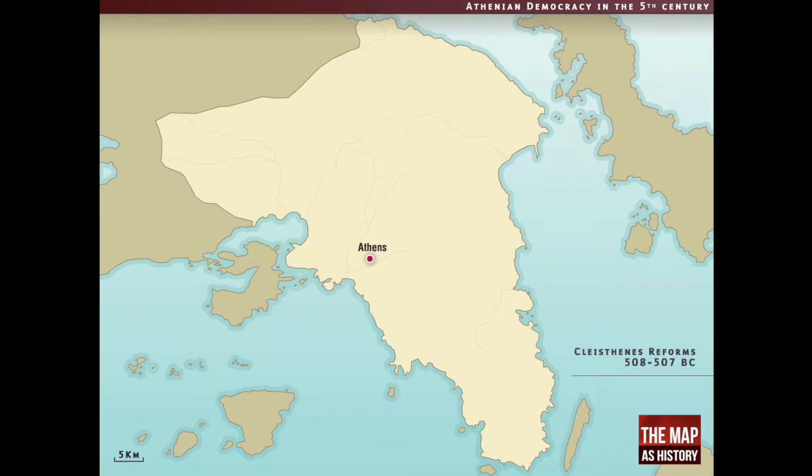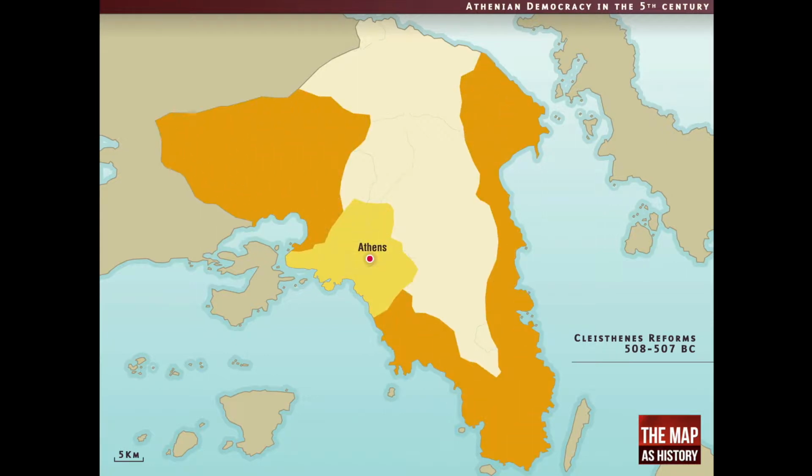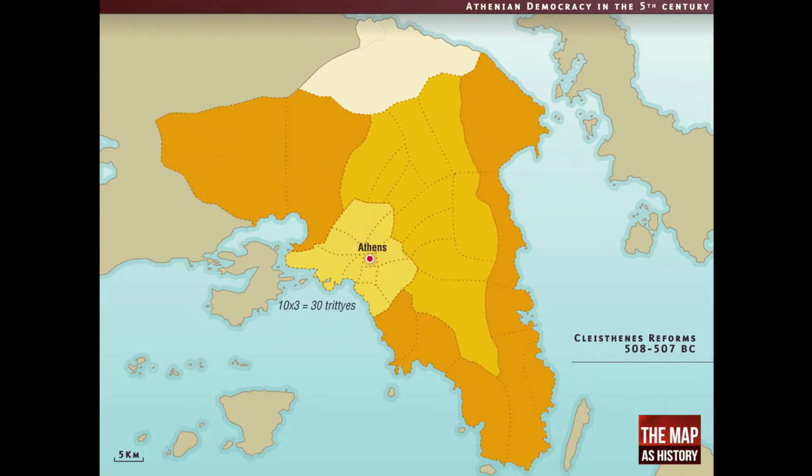In 508 to 507, the Cleisthenes reforms established the framework for democracy, thanks to the creation of an egalitarian civic space. Attica was reorganized into three regions: the city, the coast, and the interior. These three regions were themselves divided into 10 sectors called trittyes. The population was organized in tribes, each made up of 3 trittyes, one for the town, one for the coast, and one for the interior. Thus there were 10 tribes.